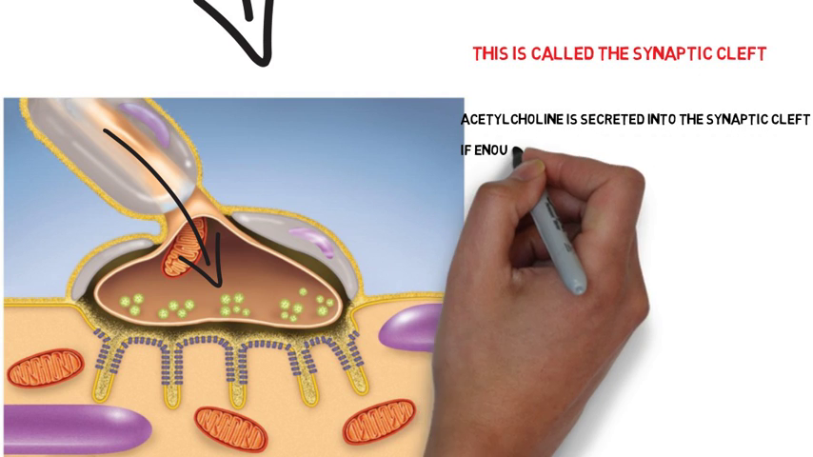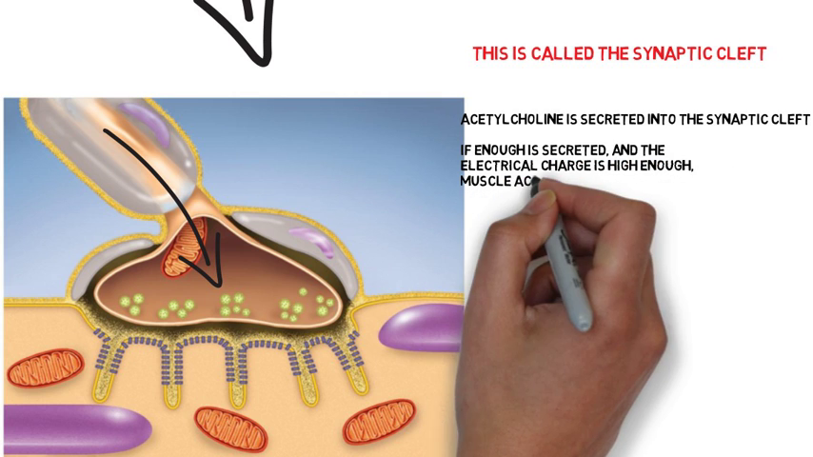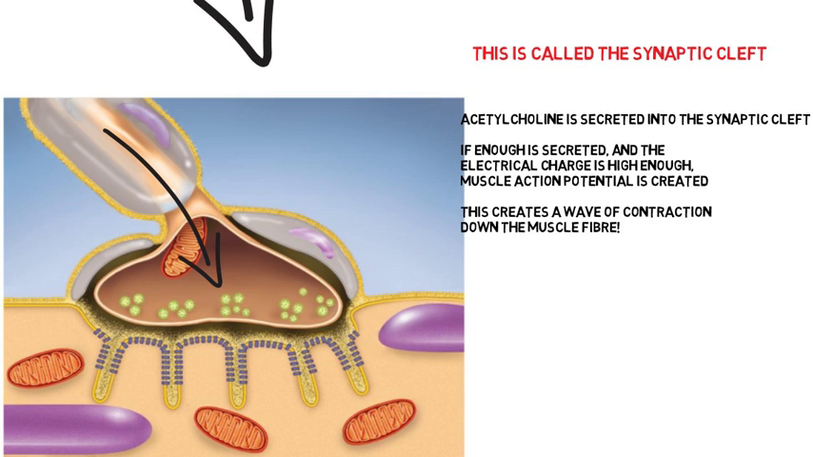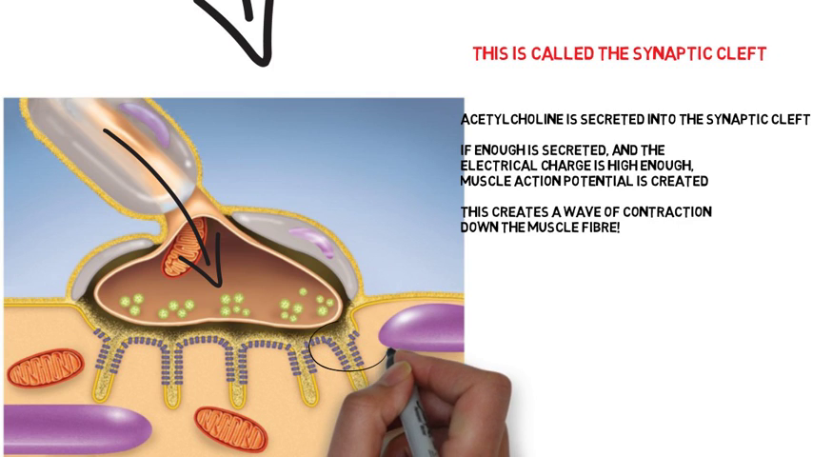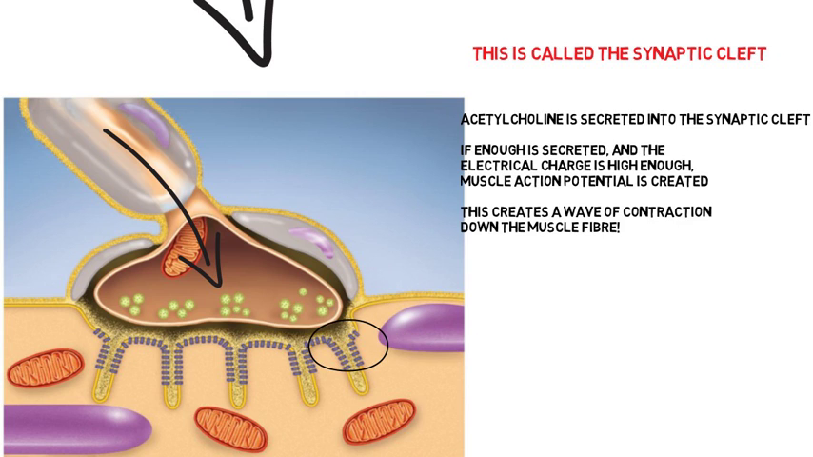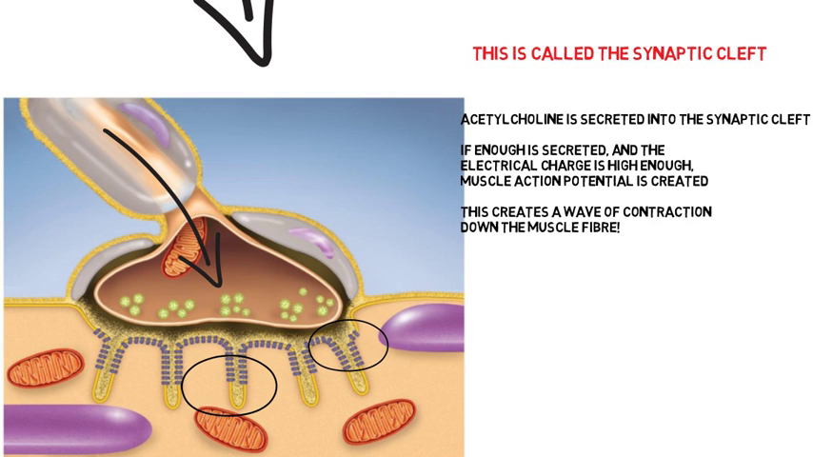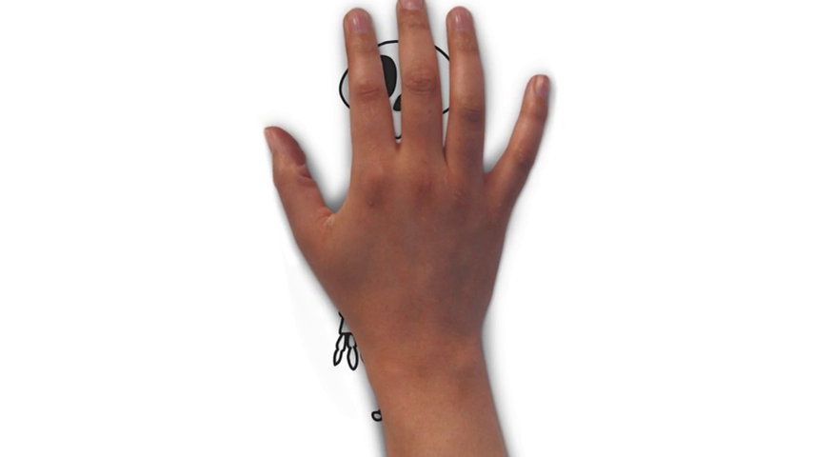What we'll have here is acetylcholine, and if enough of this acetylcholine is secreted and there is an electrical charge that's high enough, we'll acquire what's known as muscular action potential, or the potential for contraction. So it sends that message into the muscle fibers, and then we're going to have that contraction taking place. It's very important that we understand that we have the acetylcholine secreted and also the electrical impulse.